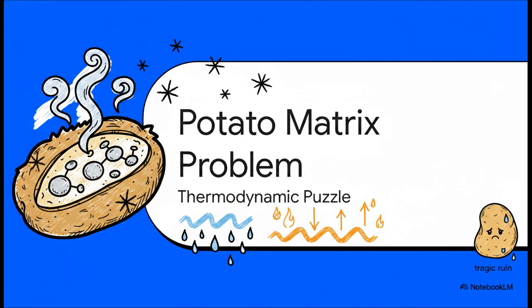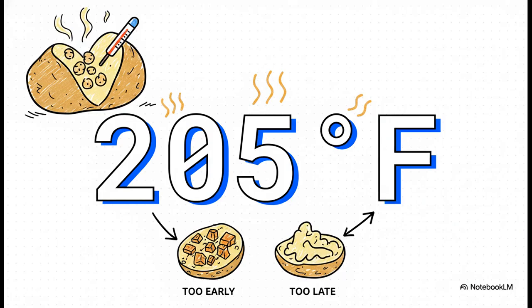Section 1, the potato matrix problem. Basically, we're looking at a huge thermodynamic puzzle of moisture and temperature control here. A baked potato isn't just a vegetable. It's this incredibly delicate architecture of gelatinized starch granules that are just waiting to either be perfectly coated in fat or tragically ruined by water. The whole journey starts at exactly 205 degrees Fahrenheit. That's 96 Celsius for the metric folks.